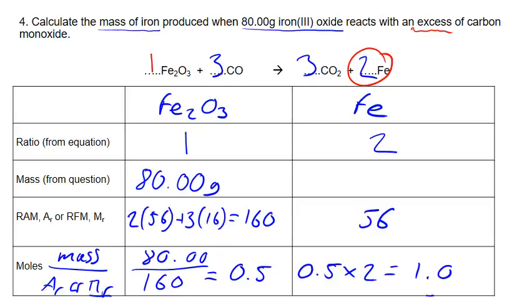Look back at the atomic mass of iron, which is 56. And as we said before, mass equals moles multiplied by AR here, because it's iron, it's by itself. So this is going to be 1 mole multiplied by the AR, the atomic mass of iron, which is going to give me 56 grams.